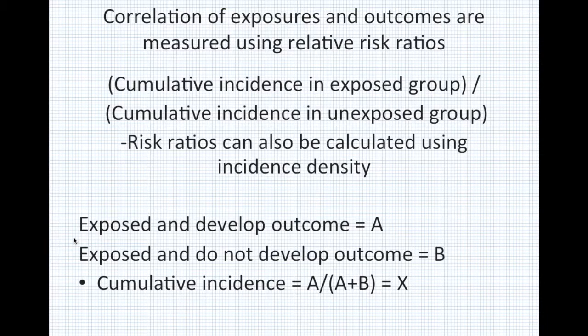So we will call the group that is exposed and develops an outcome group A, and the group that is exposed but does not develop an outcome group B. The cumulative incidence in the exposed group would be A over A plus B, and for the sake of simplicity, we'll call that X. So cumulative incidence in the exposed group is called X.